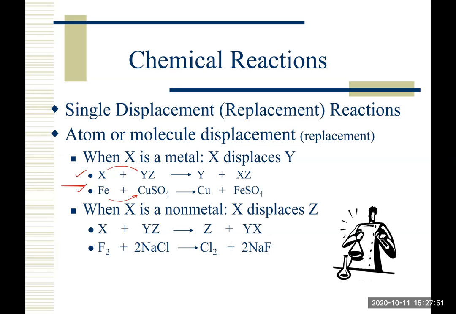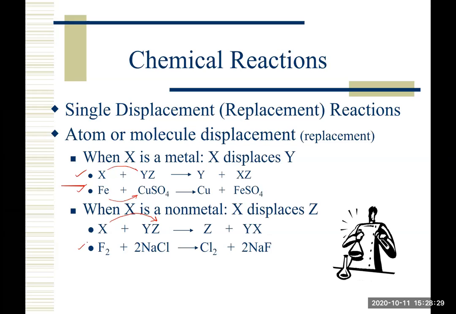If X is a nonmetal, then X is going to displace Z. Remember, nonmetals have a negative oxidation state. And so if X displaces a species in the compound that it's reacting with, it's going to displace that species that also has a negative oxidation state. So X will displace Z in this generic reaction, and you can see in our products, Z is now by itself, and X has formed a compound with Y.